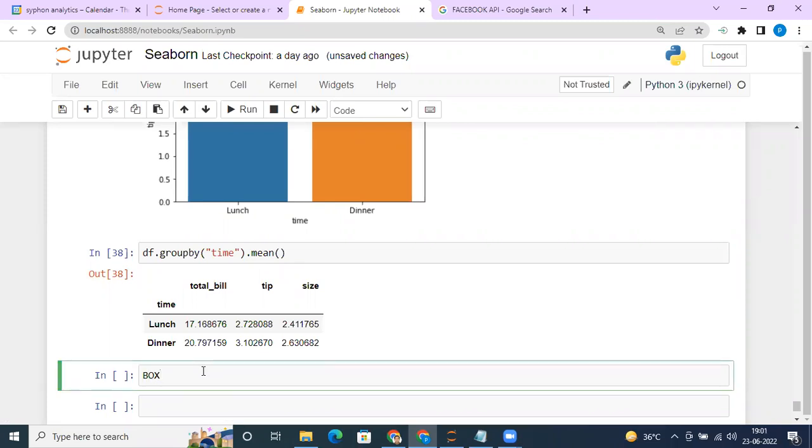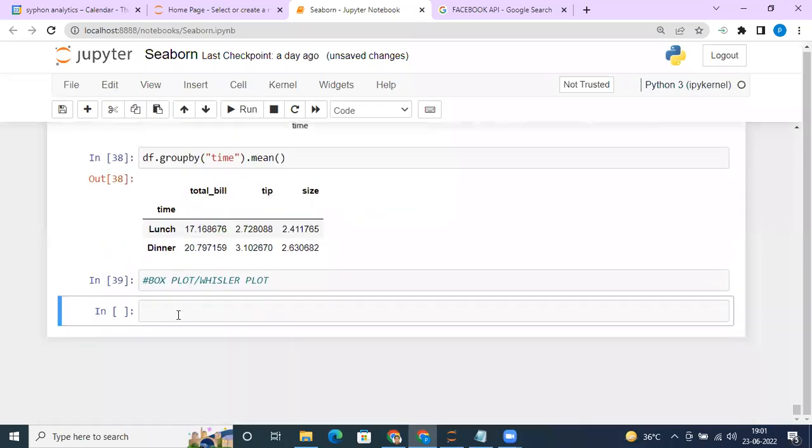It is a very, very important plot that right now we are going to discuss. It is known as the box plot or whisker plot. Very, very, very important plot. See what it does. Actually, it gives you a 5-number summary.